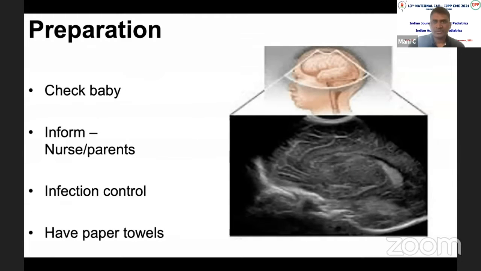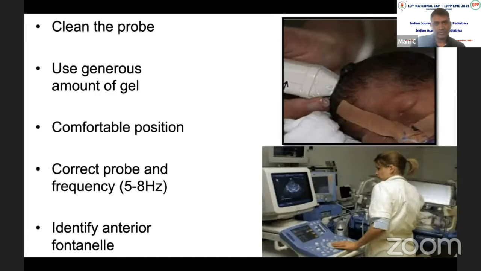Preparation is very, very important. We don't want to disturb a very sick baby. Usually they are in the NICU, so it's important to check with the nurse and the parents and the baby as well, to make sure the baby is fine. Infection control is a key thing in the NICU, so make sure that you clean your probe and wash your hands. Also have a paper towel so that you don't spread the gel everywhere. Clean the probe using ideal antiseptic measures, which may be recommended by the machine companies, and use a generous amount of gel to have a good medium. Also you have to be in a comfortable position, as well as the baby, so that you can get a good picture.